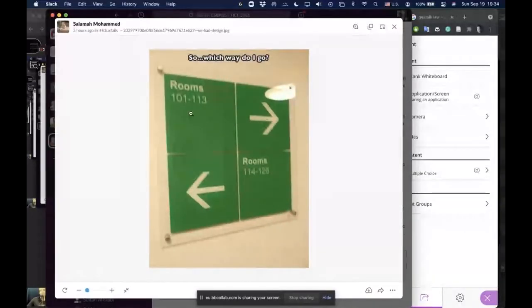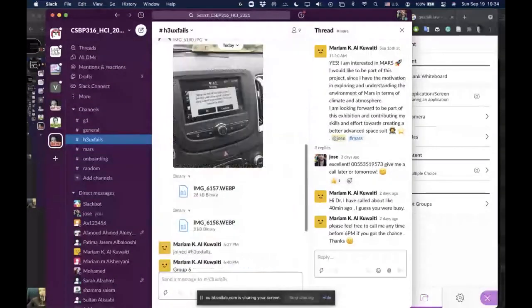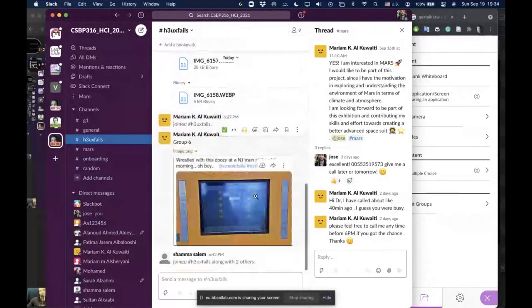It's called the Gestalt law. You have it in the book. Oh, by the way, here we have another example. Who did this? Salama. Very good. Can you see my screen? No? Okay, then I'm going to share my screen. So here we have another UX fail by Salama. Very good. So where is room 101? Left or right? I don't know. Terrible. Here we have another one.